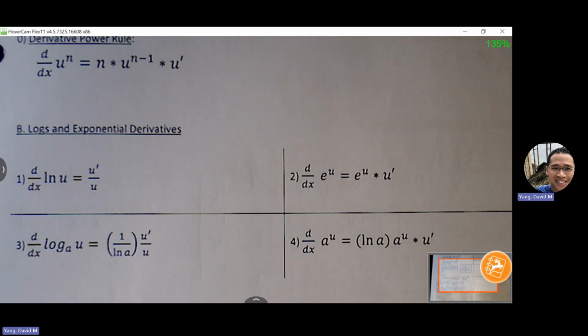Okay, what's natural log of u? u prime over u. What's e to the u? Log base a of u looks a lot like this. You're still gonna have that u prime over u, but there's something extra here. 1 over ln of a. a to the u looks a lot like this, the original function times the exponent's derivative, but with ln a in front. Right, the original function times exponent's derivative.